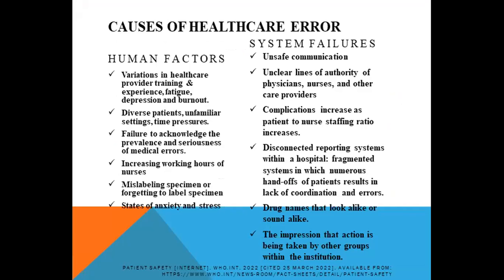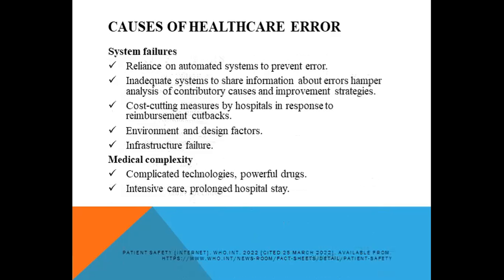Therefore, it is divided into three levels. First, human factors, which include variation in healthcare professional training, depression, diverse patients, failure to acknowledge the prevalence of medical errors, increasing working hours of doctors, mislabeling of specimens, and states of anxiety and stress. If we see system failure, this includes unsafe communication, which is the most important factor, unclear lines of authority, complications, disconnected reporting systems within a hospital, fragmented systems, drug names that look alike or sound alike, and the impression that action is being taken by other groups within the institution.